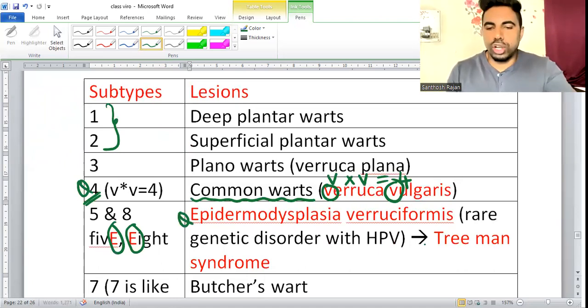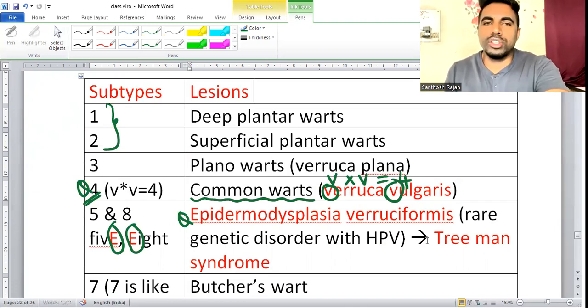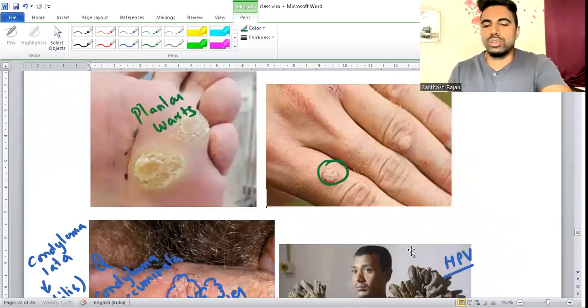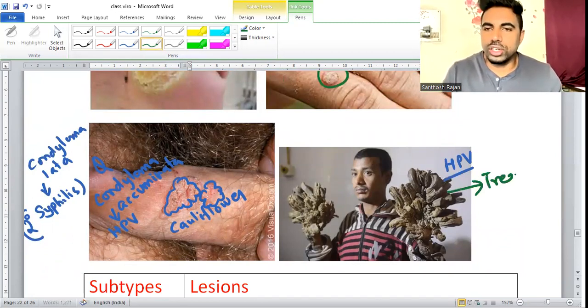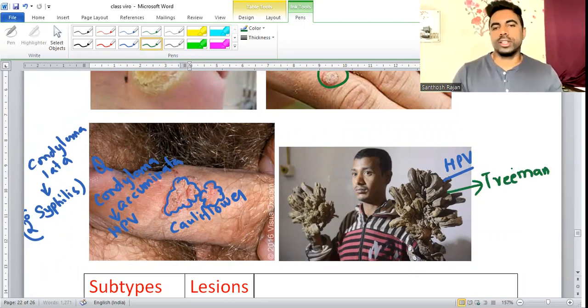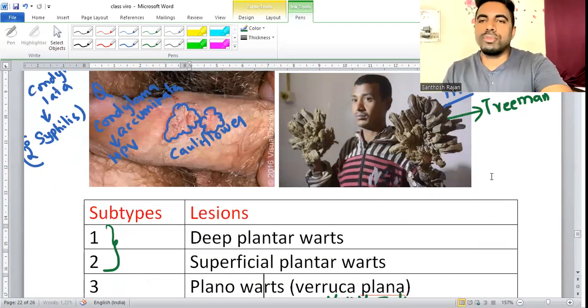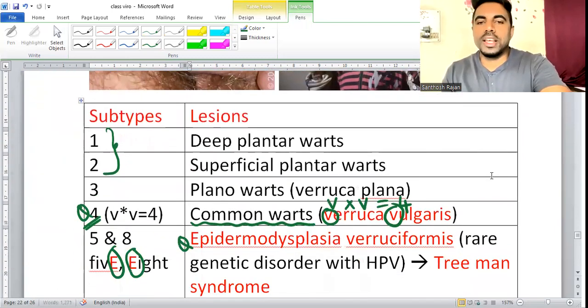And the picture I showed you is of Treeman syndrome. If you see his hands and all, it looks like a tree. So that's called Treeman syndrome. Don't get confused, it is simply the HPV virus, especially type 5 and 8. EE, that is epidermodysplasia verruciformis.